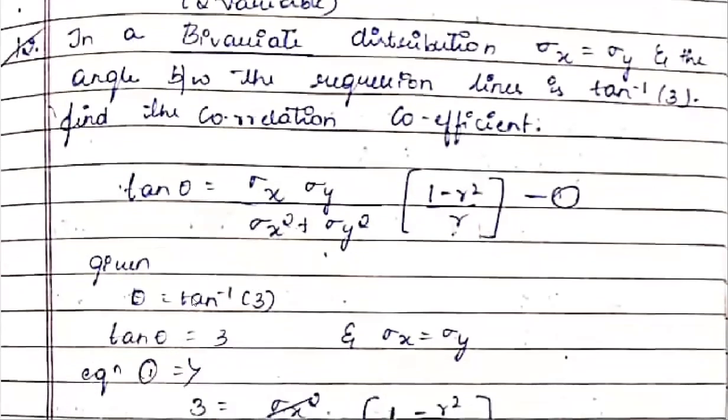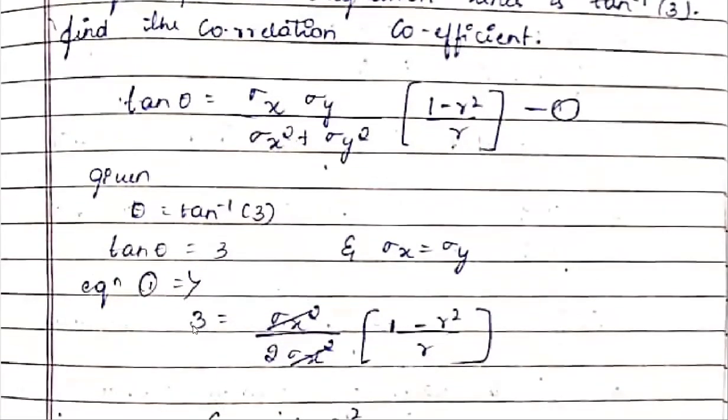What is given? Theta angle is given here. Angle between the regression lines is tan inverse 3. So theta is equal to tan inverse 3. So you can shift tan inverse to the left side. It becomes tan theta. So tan theta is equal to 3. And sigma x is equal to sigma y is given. Make use of these two in your formula. So instead of tan theta, I'm replacing it by 3 and sigma x as it is. And we know sigma y is same as sigma x. It's given in your problem. So instead of sigma y, replace it as sigma x.